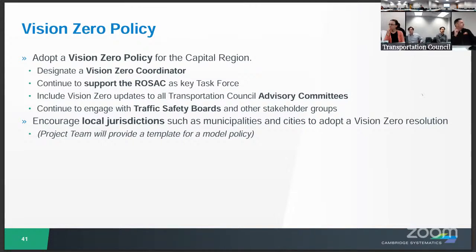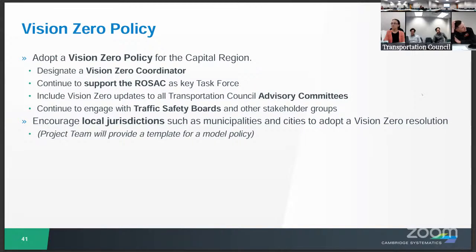First, talking about that policy up top: adopting the policy, and designating a Vision Zero coordinator, who is that key point of contact. Continuing to support this group as the key task force, making sure the word on Vision Zero gets out, and that there's involvement from other advisory committees as well. Then working with the traffic safety boards and other stakeholder groups.